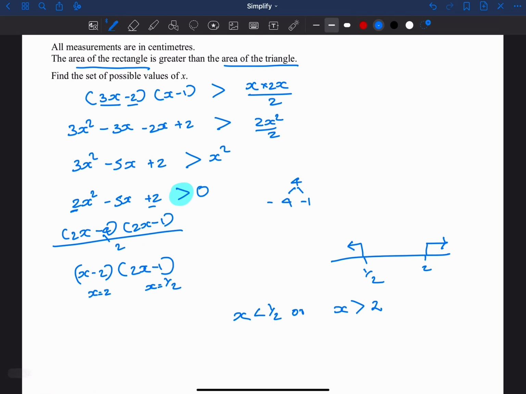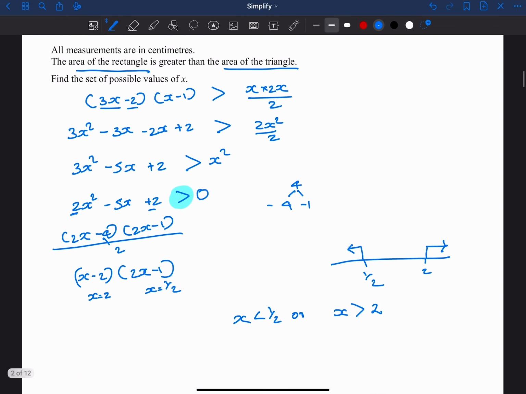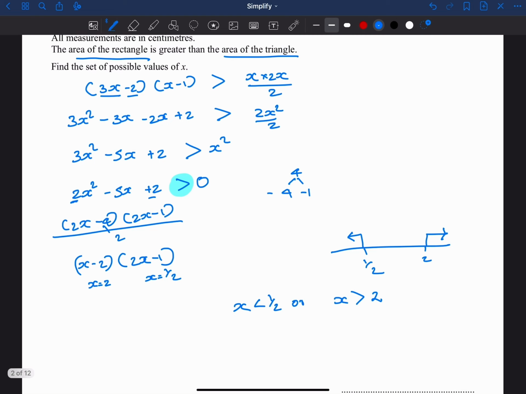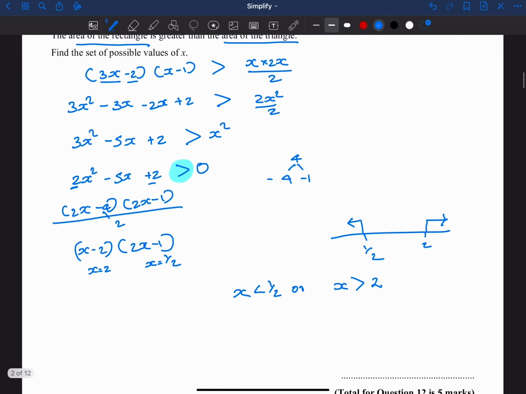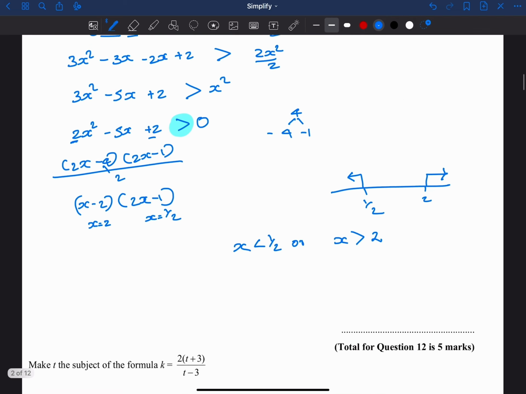Find the set of possible values for x. And you must also know that x must be greater than 0 at the same time as well. Yeah, remember that. The x must be greater than 0 as well. Just remember that.